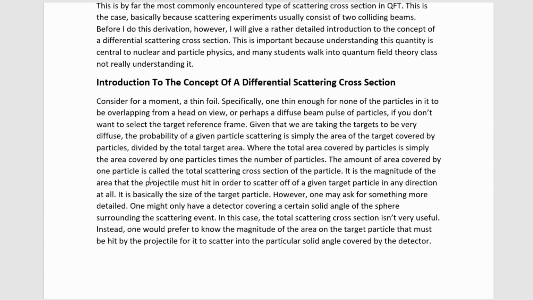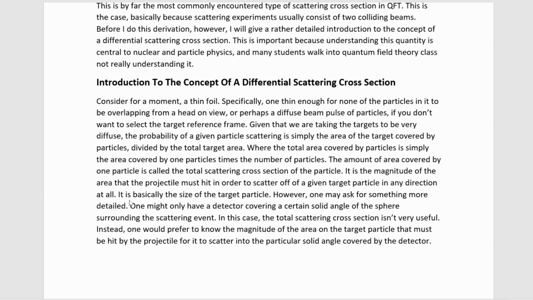The amount of area covered by one particle is called the total scattering cross-section of the particle. It is the magnitude of the area that the projectile must hit in order to scatter off of a given target particle in any direction at all. It is basically the size of the target particle.